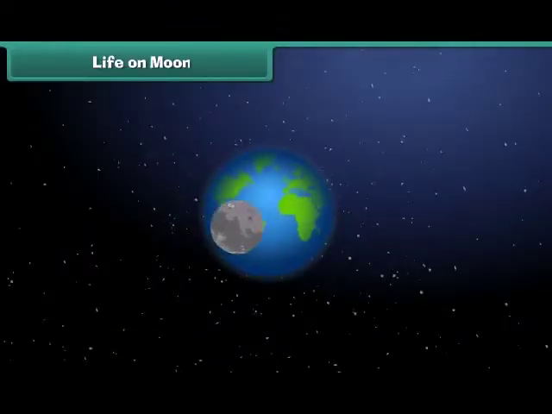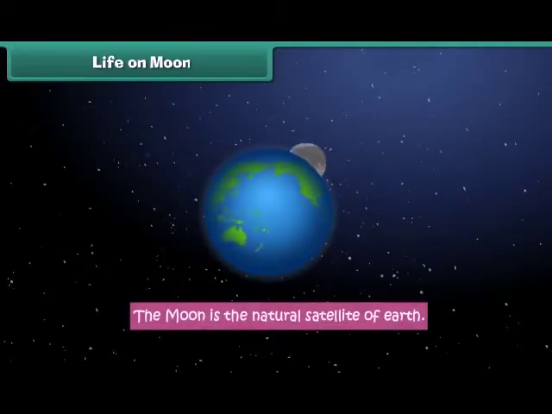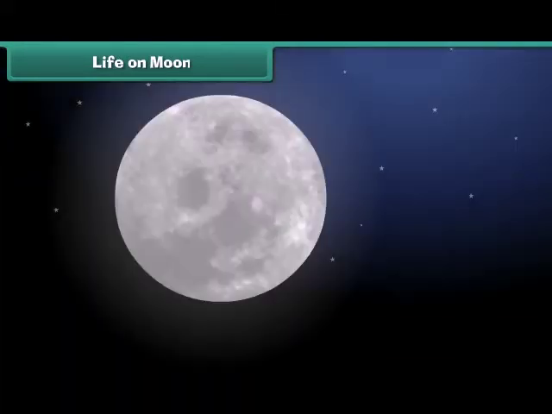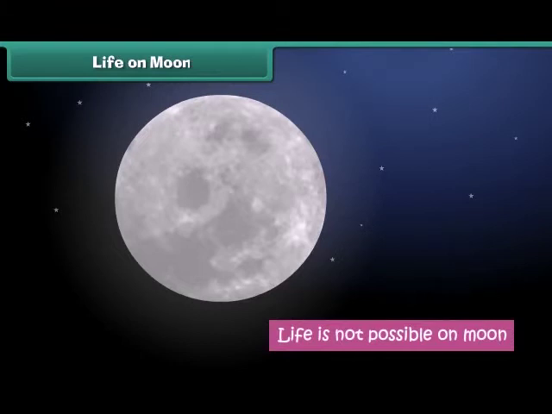Life on Moon. Though Moon is the natural satellite of Earth, it is very different from Earth. There is no air, water or food on the Moon. Therefore, life is not possible on it.